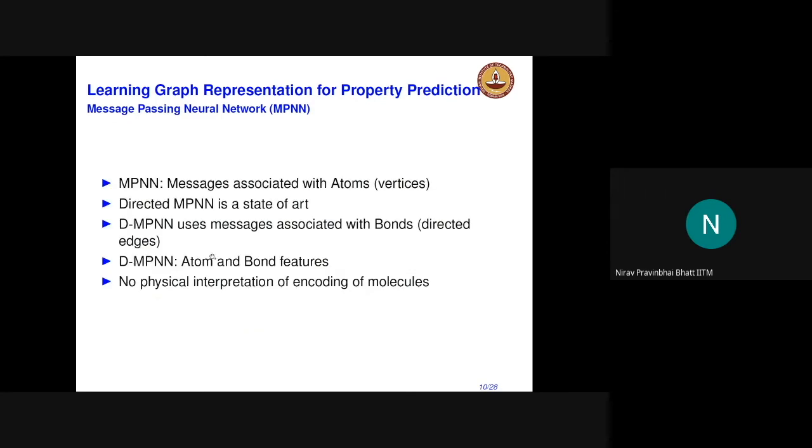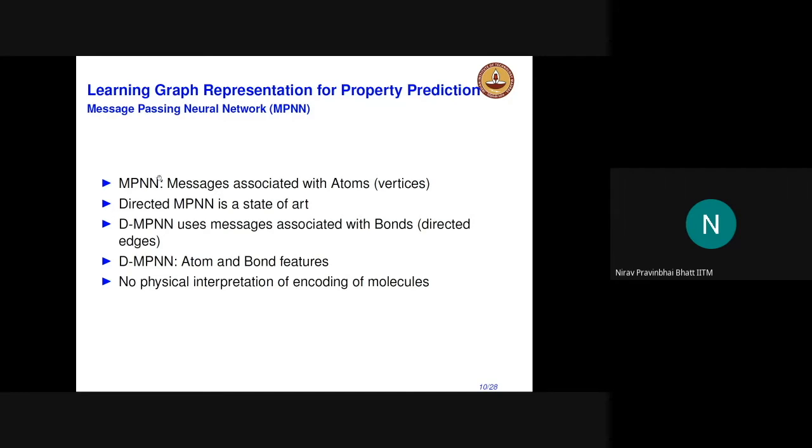The message passing neural network is a set of neural networks. It is not one neural network. It is basically a set of different methods, and typically they use atom information or vertices information. Three years ago, the same group came up with the directed message passing neural network, which is currently state of the art. In other words, they showed the performance is quite good, and now any new algorithms which are developed, we have to compare with directed MPNN.